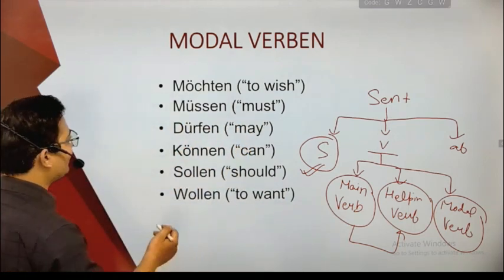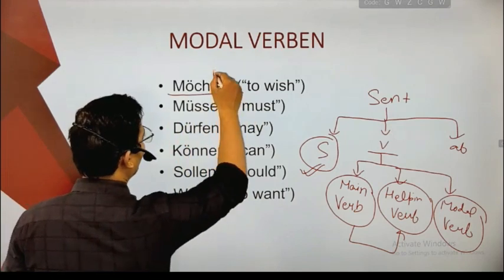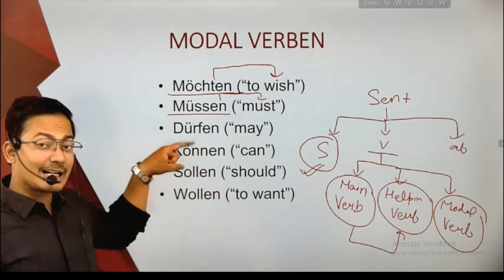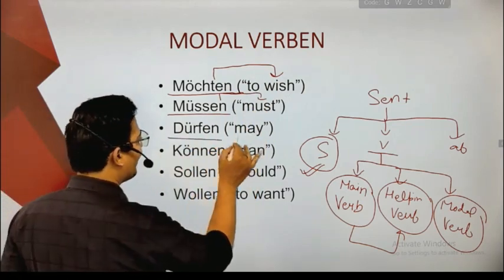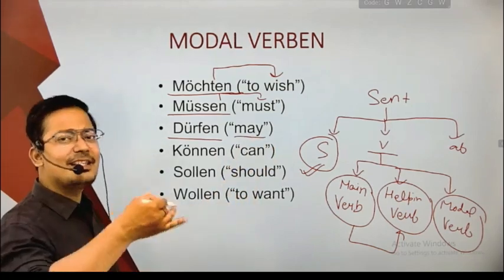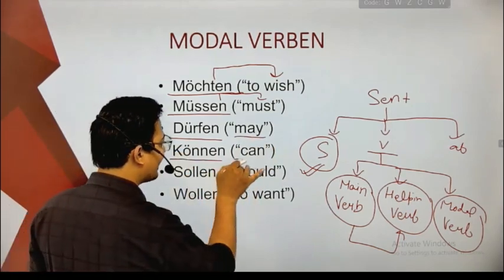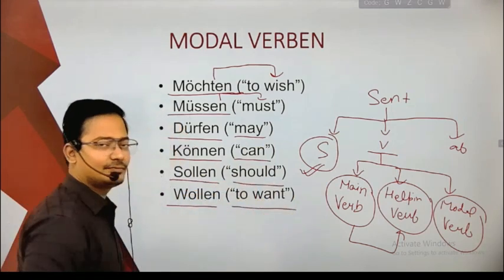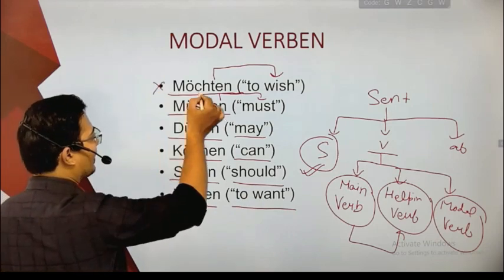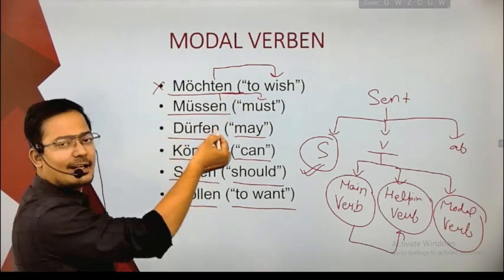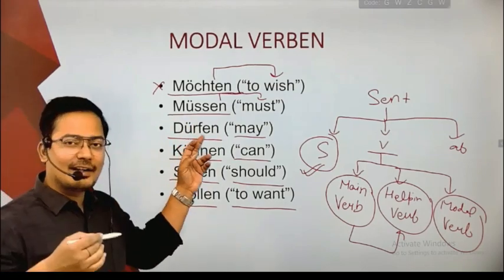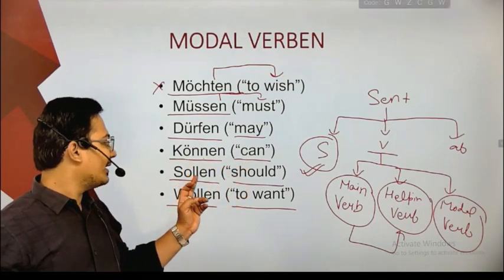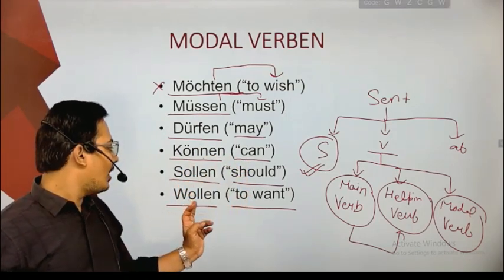In German we have these modal verbs. Möchten means to wish. Müssen is must. See, first of all, write it with the meaning. Dürfen means may. Können means can. Sollen, should. Wollen, want. Möchten, müssen, dürfen, können, sollen, wollen. These are the sounds.